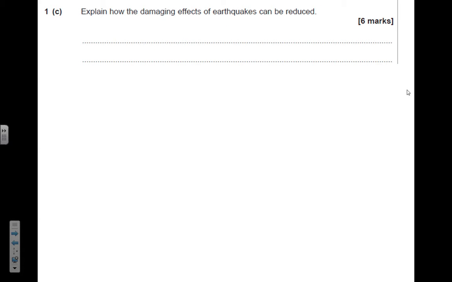Explain the damaging effects. Explain how the damaging effects of earthquakes can be reduced. The command word there is to explain. You need to focus on how. It's a 6-mark question, which means you need 2 things that can reduce the effects of earthquakes.